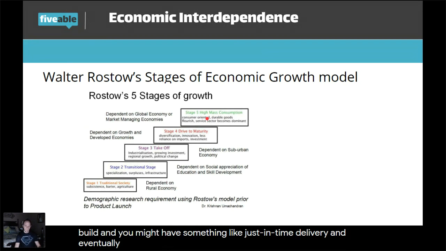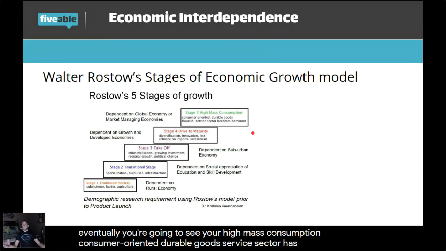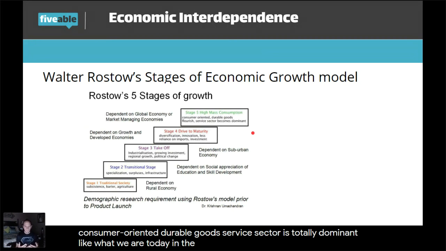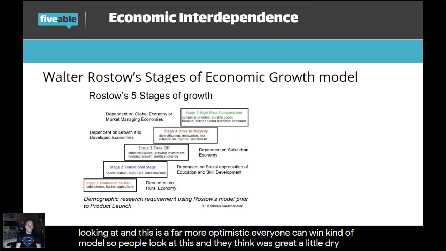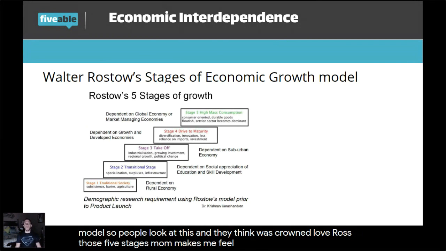And eventually, you're going to see your high mass consumption, consumer-oriented, durable goods. Service sector is totally dominant, like what we are today in the United States. That's really what Rostow is looking at. And this is a far more optimistic, everyone-can-win kind of model. So people look at this and they think, well, it's great. I love Rostow's five stages model. It makes me feel good and warm inside.